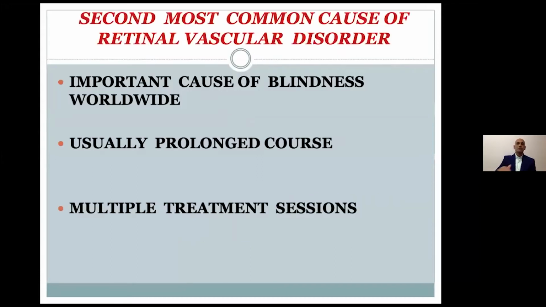As you all know, retinal vein occlusions are the second most common cause of retinal vascular disorder after diabetic retinopathy. So day in, day out in our clinics, we do see a huge number of these patients coming for follow-ups and treatment of new cases of retinal vein occlusions. So it's an important cause of blindness worldwide. These conditions usually run a prolonged course. They need multiple treatment sessions and multiple follow-ups. So you'd be seeing the patient for quite long in your clinics once they come with retinal vein occlusion.